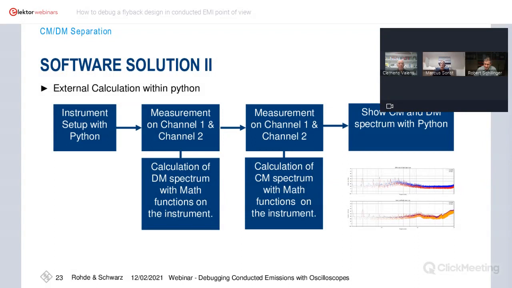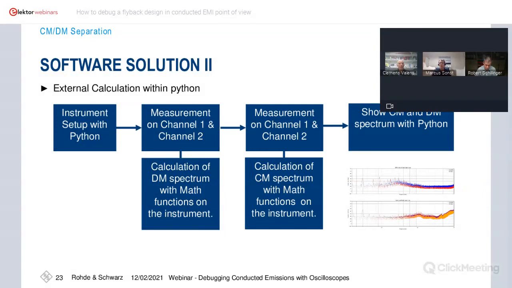And therefore, it's not easily possible. We don't have this multi-channel FFT capability on that scope. And therefore, I had to write a Python script where I do a setting at the beginning. Then I'm measuring on channel 1 and channel 2, and do a calculation on the instrument to obtain the differential mode spectrum. The next step is then to repeat a measurement on channel 1 and 2 and do again a calculation with the math. But in this case, it's a common mode spectrum.